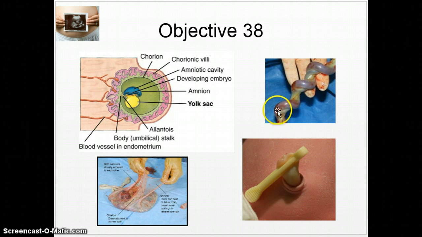In this picture right here, you can see the one large umbilical vein, and you can see one kind of grayish umbilical artery associated with that. In this picture here, you can see the umbilical cord stump following delivery. You've got 2 arteries and 1 flat vein.